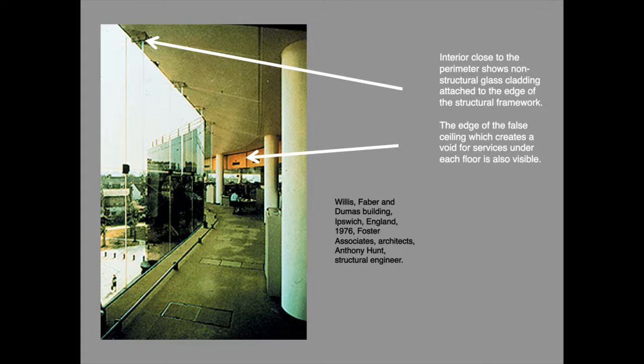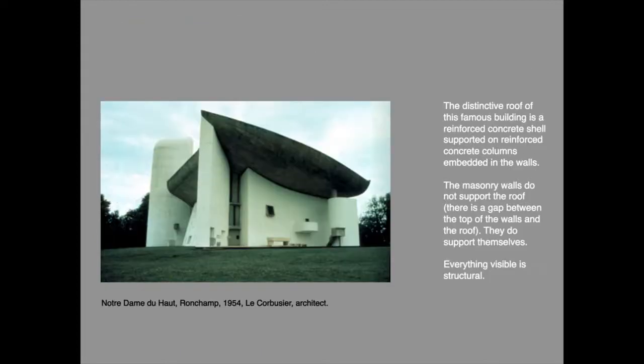The relationship between structural and enclosing elements in the famous Notre Dame Chapel at Ronchamp by Le Corbusier is apparently complex, but in fact relatively simple. The building consists of a series of masonry walls covered in a cement-based material and which are self-supporting. They support their own weight and are therefore structural.